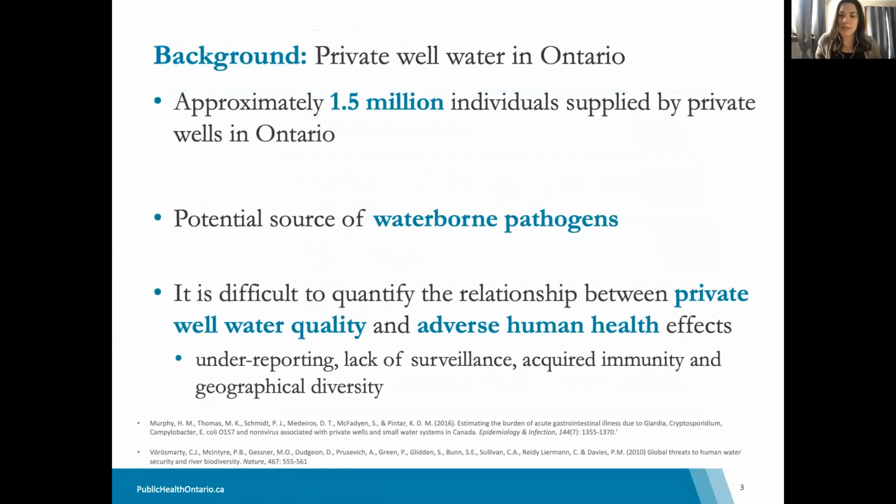So rural households in Ontario depend almost entirely on groundwater from private wells, with approximately 500,000 domestic wells serving 1.5 million individuals. Unlike municipal drinking water systems, private drinking water wells are not required to meet the regulatory standards under the Ontario Safe Drinking Water Act or the Ontario Clean Water Act. Therefore, the well owner is responsible for the condition and maintenance of their private drinking water source.